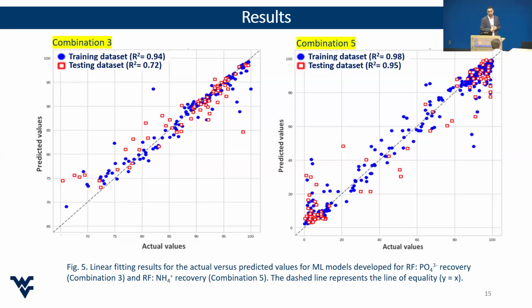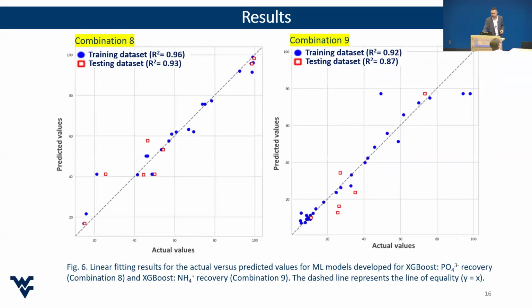For combination 5, the R square for the training data set was 0.98, and for the testing data set was 0.95, which shows promising results. Following up with these slides for combination 8 and 9 for phosphate and ammonium recovery using 10 input parameters. R square was 0.96 for the training data set and 0.93 for testing data sets for the phosphate recovery.